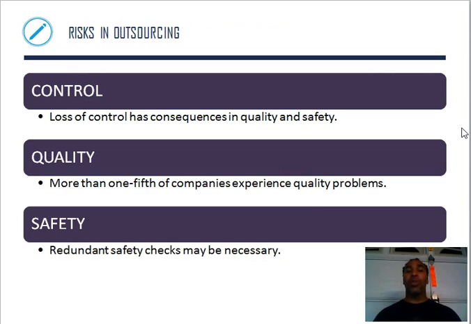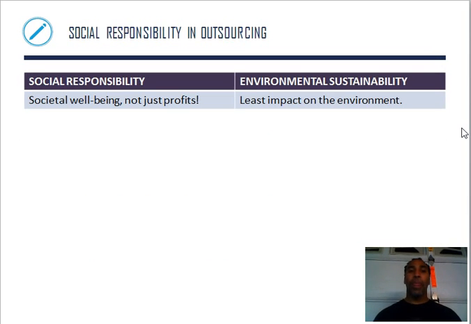So are there risks in outsourcing? Of course there are. There's risk of losing control. A loss of control has consequences in quality and safety because you can't touch and you can't feel and you can't examine every single thing. Quality, more than 1/5 of companies experience quality problems. And safety, redundant safety checks may be necessary if your things aren't done at your facility.